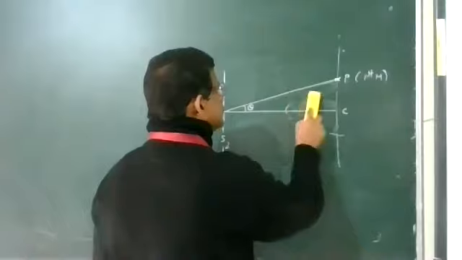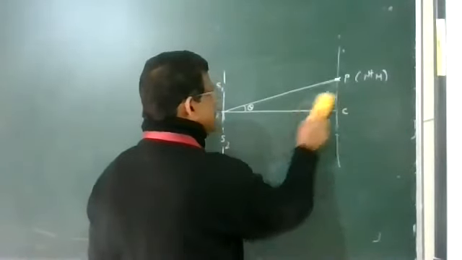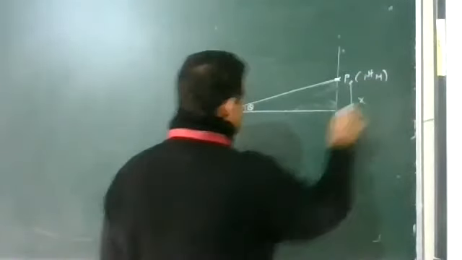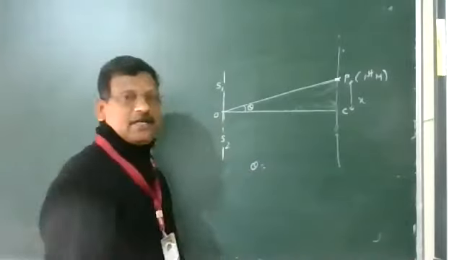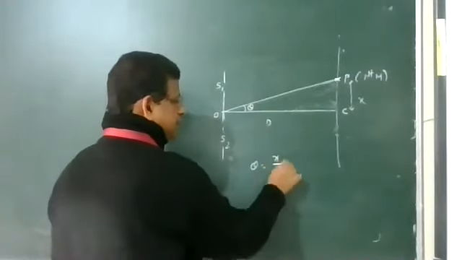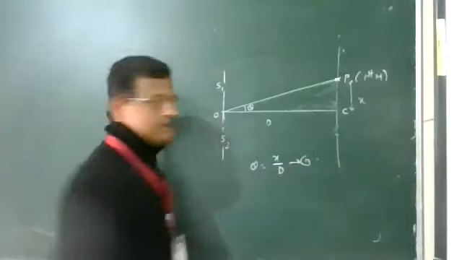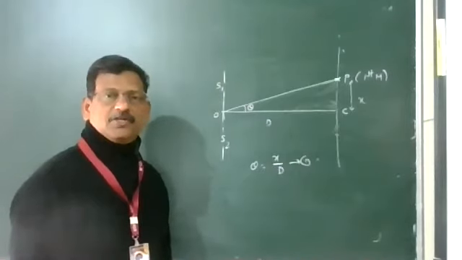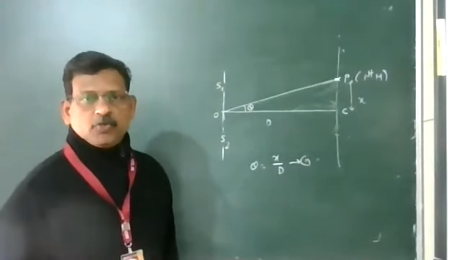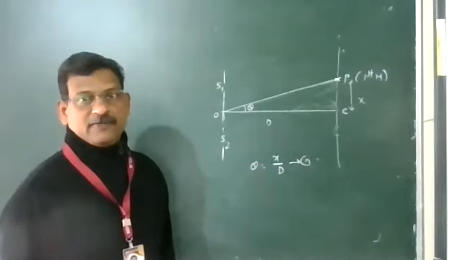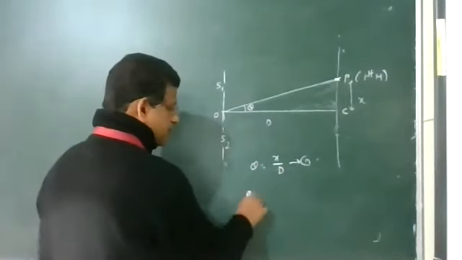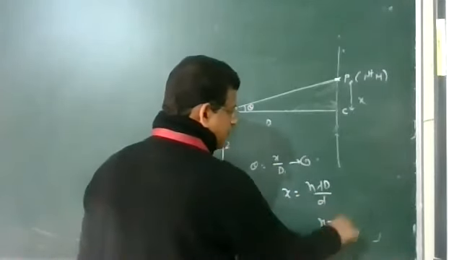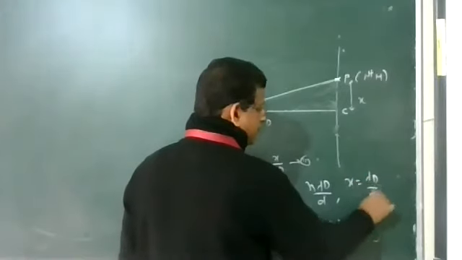D is the distance and X is the position of the first bright band. If theta is very small, tan theta is equal to X by D. Equation number 1. Theta is considered very small, and this is from the geometry. The equation for the bright band is X equal to n lambda capital D by small d. For n equal to 1, the value of X is lambda D by d. Equation number 2.